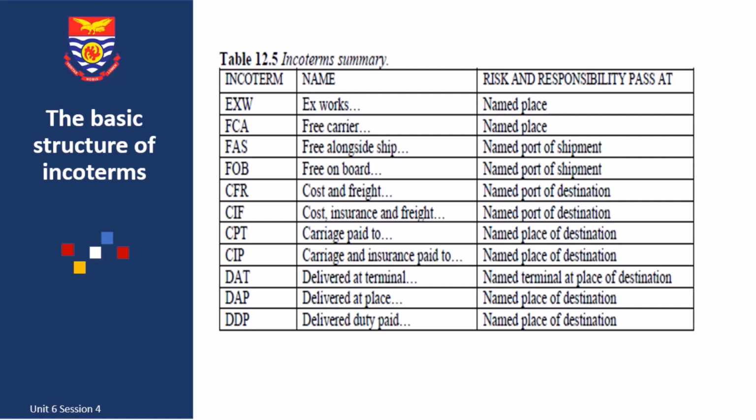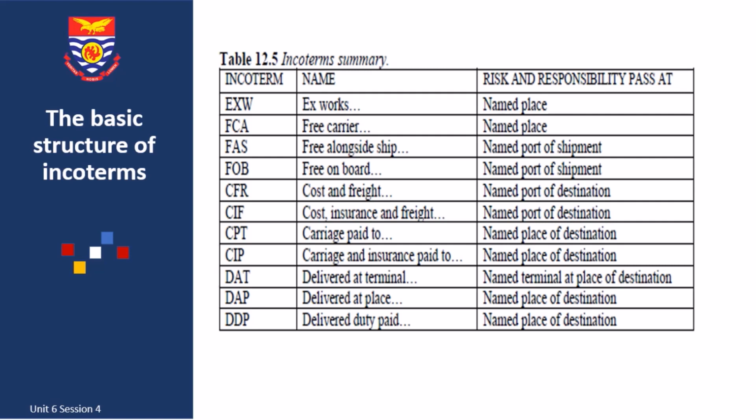The fourth C term we have here is the CIP. Sorry, CIP is carriage and insurance paid to. It is similar to CIF, except that the seller also arranges all insurance for transit. So the CIP, carriage and insurance paid to, has a similar explanation to cost, insurance, and freight, except that with the CIP, the seller also arranges all insurance for transit. That is, the seller assumes all risks until goods are delivered.